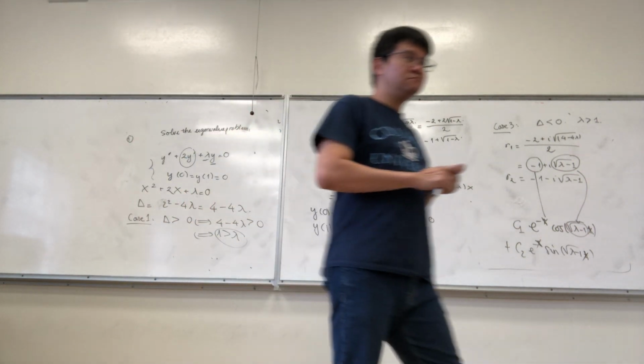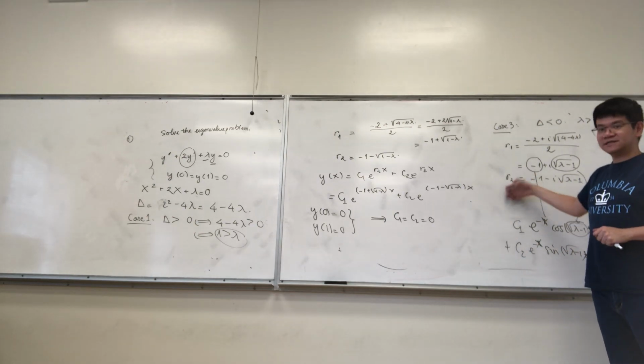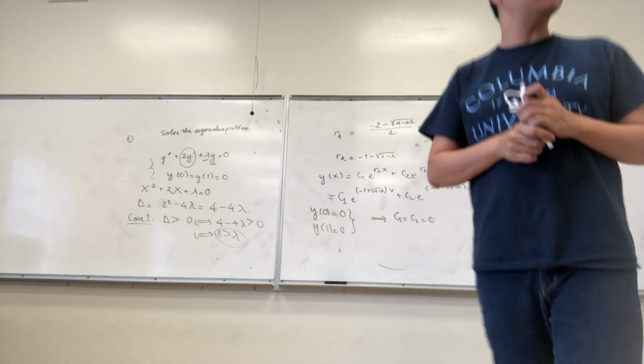So for case 2, we would basically end up with R1 is equal to negative 1, right? And so then it would just be C1 is equal to 0. Yes. So for case number 2, it's going to be exactly like the previous case. And for the last case, we also have a series of solutions.